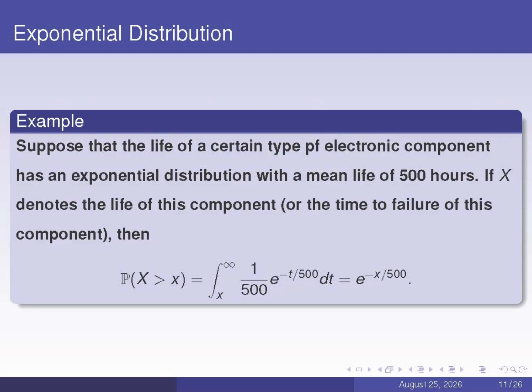Suppose that the lifespan of a certain type of electronic component follows an exponential distribution with a mean lifespan of 500 hours. If the random variable X denotes the life of this component, or the time to failure of this component, then the parameter theta is set to 500. Given an observed real number x, the probability that the lifespan of this electronic component exceeds x can be represented by the calculation formula in the last line.